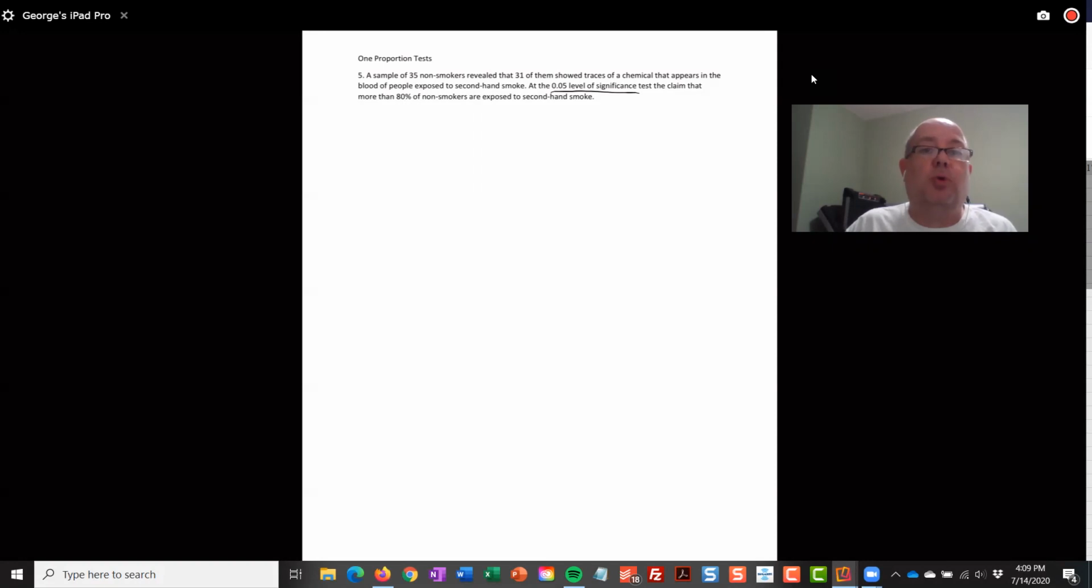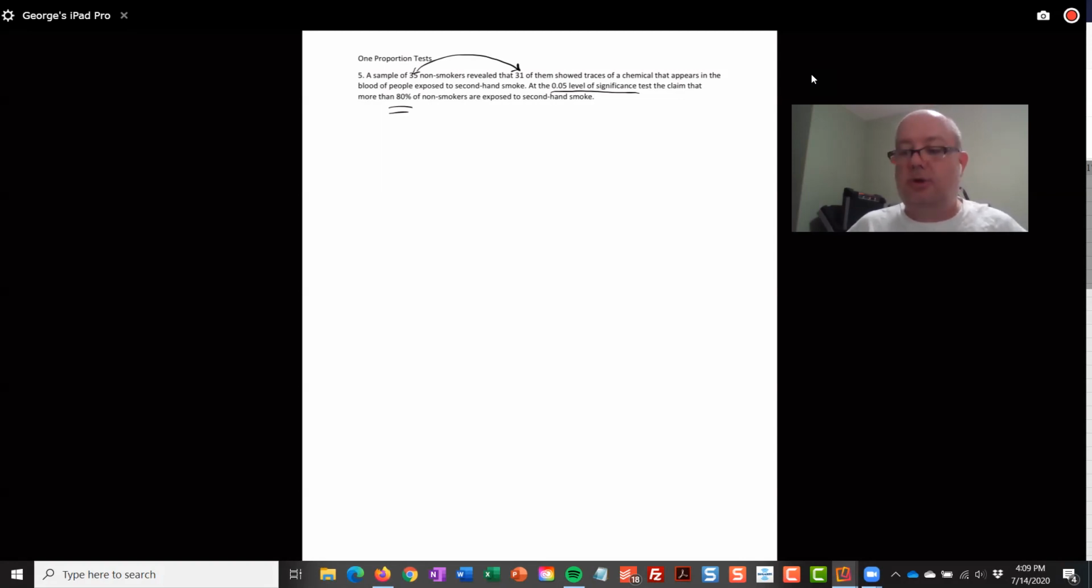How do we know it's for a proportion? Well, the claim is comparing a population to a single percentage, 80%, and we have a sample of 31 out of 35, this many out of that many. Finally, the data here would be categorical. We would find out whether a non-smoker has been exposed to this chemical or not. The answer would be yes or no.